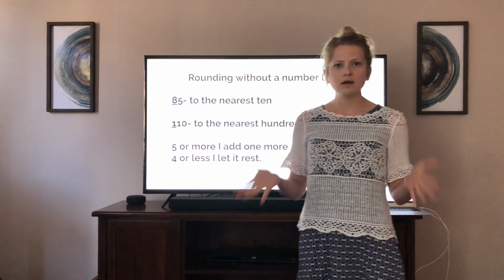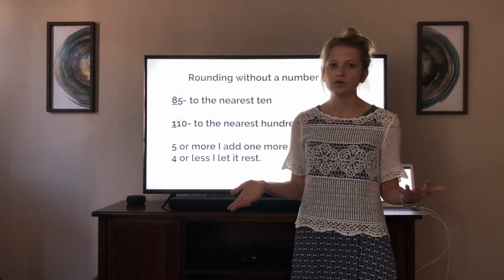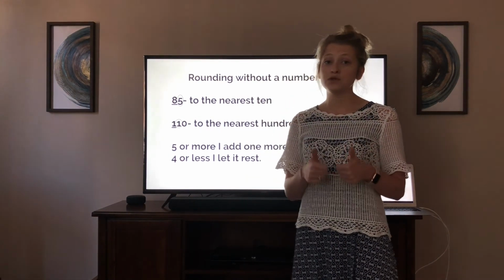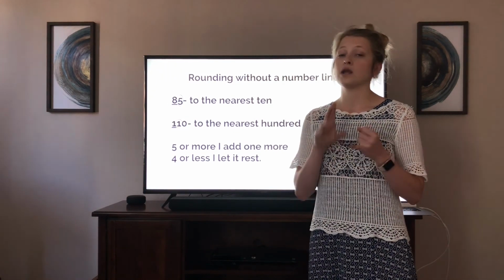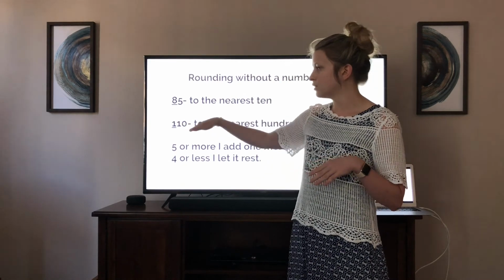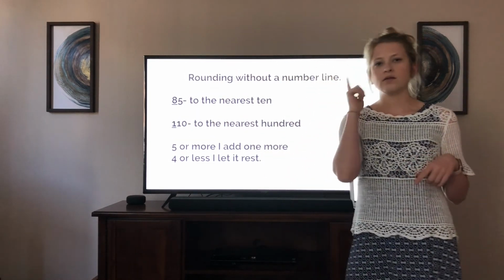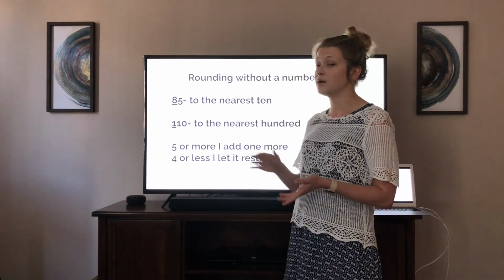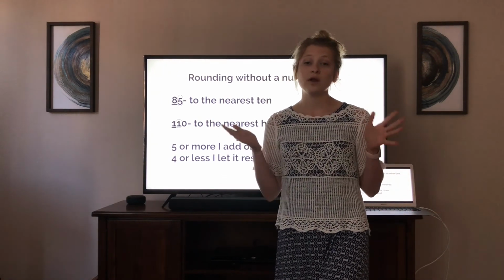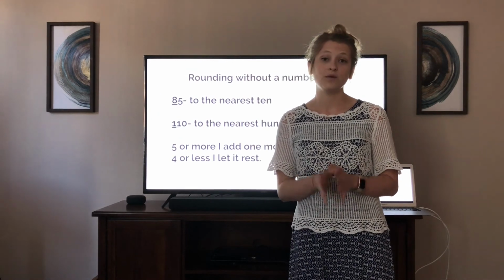110 to the nearest 100. And so some of you might be able to see this without even doing the underline and the circle. You can visualize it on a number line, or you can just visualize it in your head, which is great. But anytime I'm struggling, I can always place it on a number line, or I can underline and circle. And so I underline the 1, and then I circle the 1, and I'm thinking, 1, that's 4 or less, I let it rest. So that 1 stays the same, the rest becomes zeros, and 110 rounded to the nearest 100 is going to be 100.